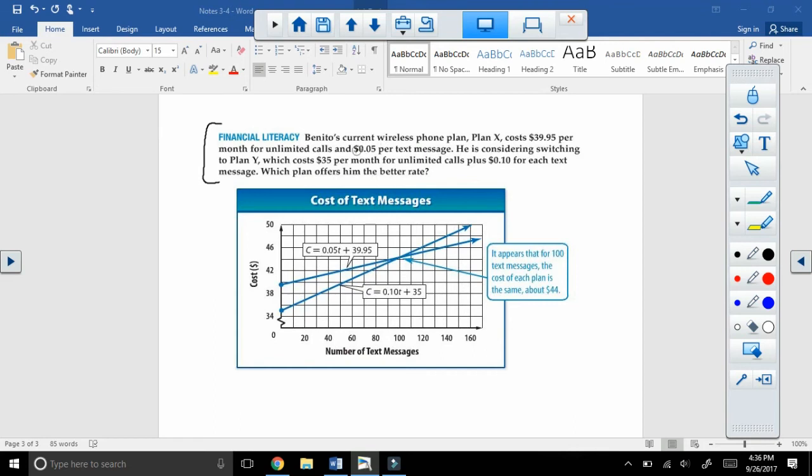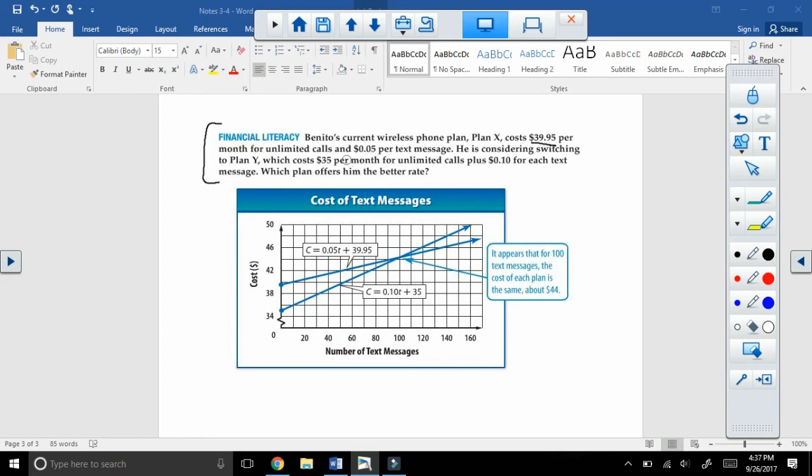We have these phone plans. And your phone plans are probably just unlimited. But before everybody just had unlimited, you usually paid a certain amount and then paid per minute after the fact. So this outlines some different plans like that. We have Plan X, and that cost $39.95 per month for unlimited calls. And then, in this case, it's so much per text. You guys would probably be in big trouble if you had to pay 5 cents for every text that you sent. But it used to be like that.